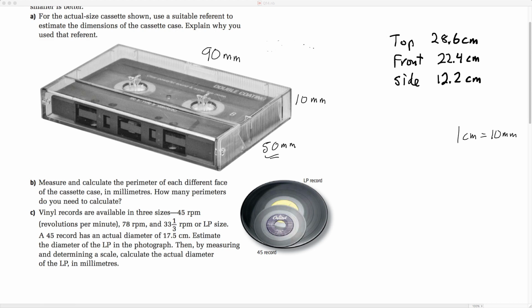For this next question, they're asking you to calculate some perimeters. It's just practice with using a ruler. So you might get a slightly different answer than what the textbook is giving, but you would measure with your ruler around the outsides and find the perimeters of the faces.